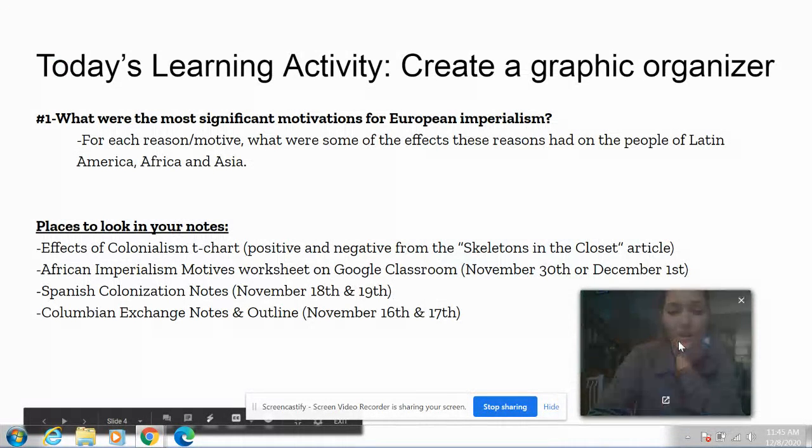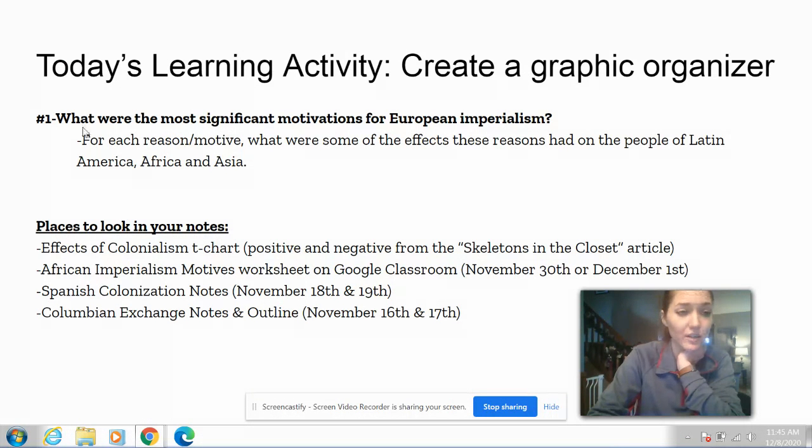All right, so creating that graphic organizer, here's the question that you're going to possibly see on the test. What were the most significant motivations for European imperialism? For each reason or motivation, you're going to give some details, listing effects that those had on people of Latin America, Africa, and Asia. We haven't quite gotten to Asia yet, but you have enough information so far about Latin America and Africa to help you answer this question. And if you want to go back and add some details about Asia, you can definitely do so.